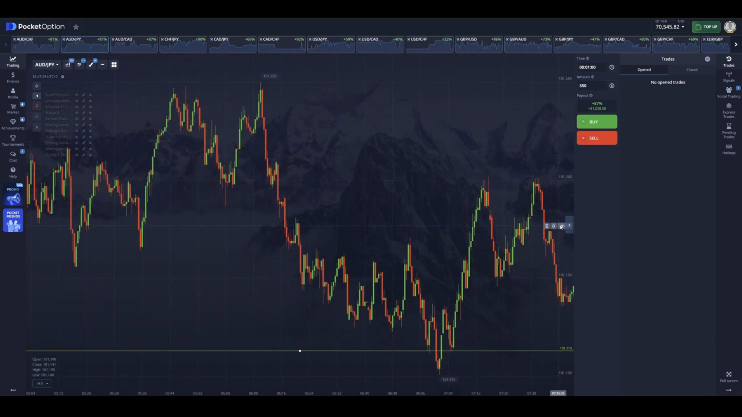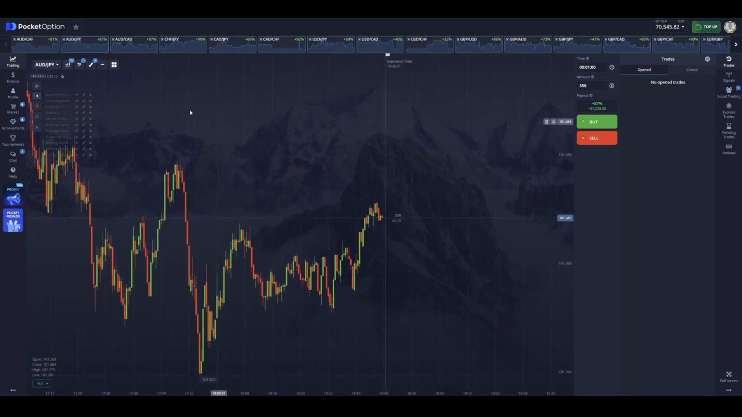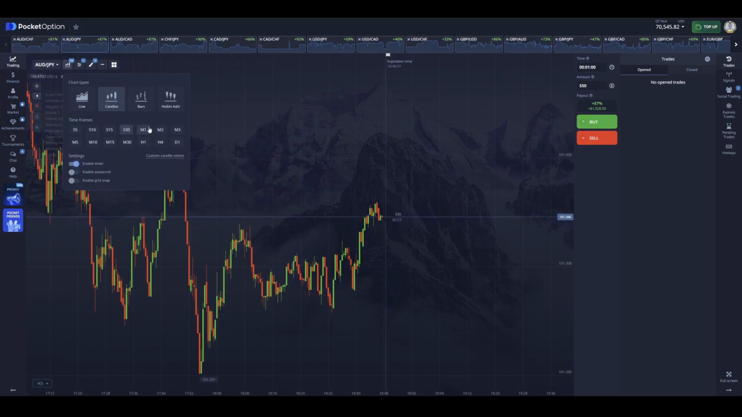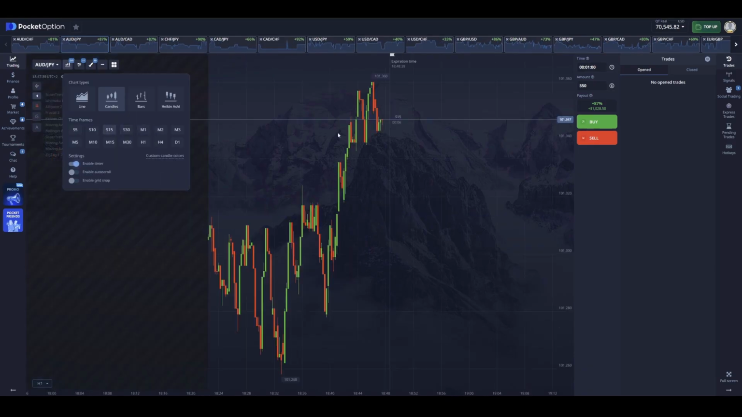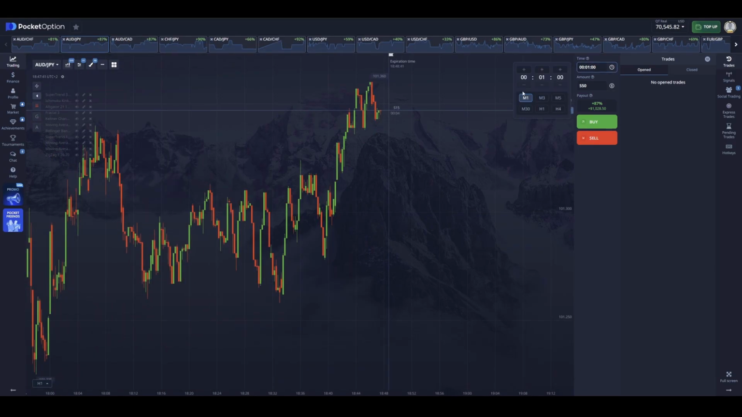On Pocket Option, it doesn't matter what time interval you use. You can go with 30 seconds, 1 minute, or even 15 seconds. It really doesn't make a difference here. By the way, the previous two strategies only worked on the 1 minute time frame. Here, we can work with time frames from 1 to 3 minutes. Right now, the market is pretty volatile, so let's try to work with 1 minute.